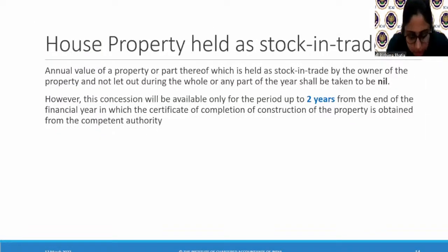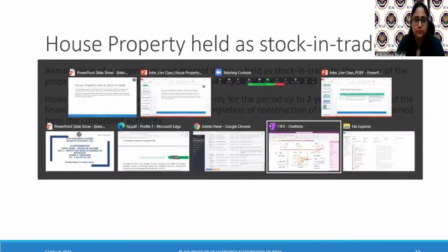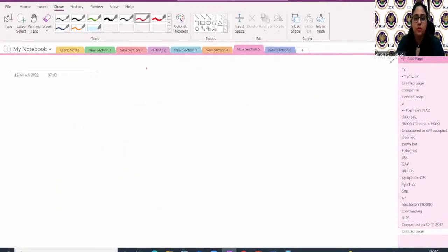House property held as stock in trade. I told you, house property, if it is my stock in trade, when would it be my stock in trade? When I'm into the business of selling and purchasing house property, then my house property would be stock in trade, correct? So any income from the sale of such property would be my business income, because that is my business.